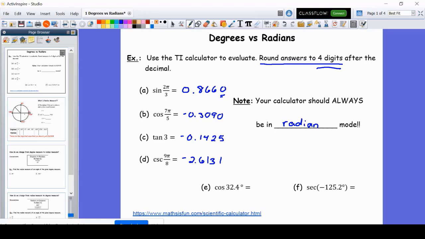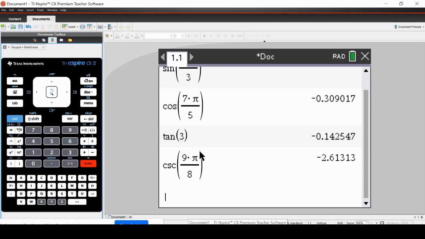They work great. There is also this website. So I'm going to come back here because we haven't done any degree ones yet. I'm going to go back to my calculator, cosine for 32.4 degrees. Now, yes, my calculator is still in radian mode. I am not going to change that.